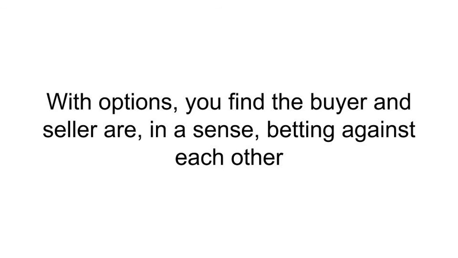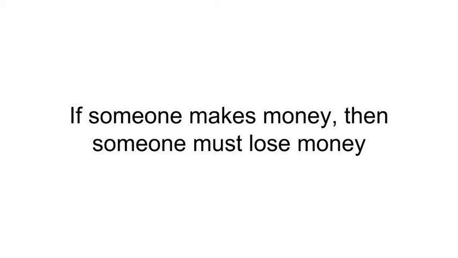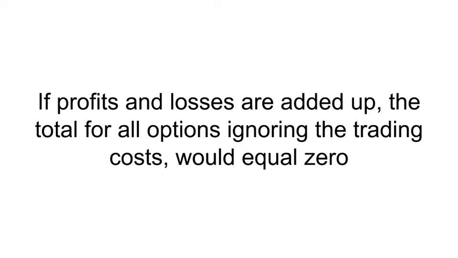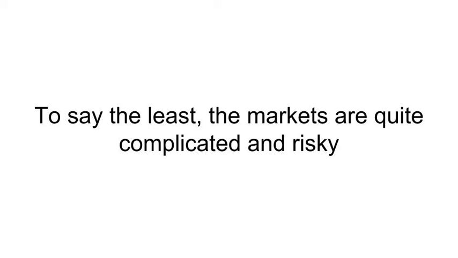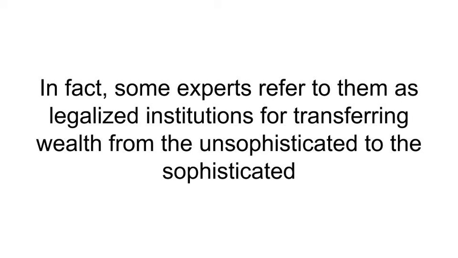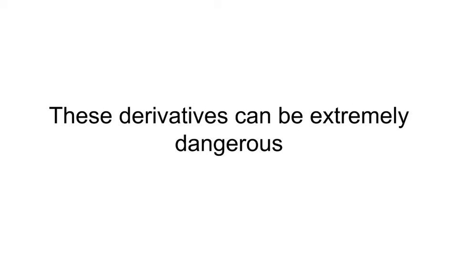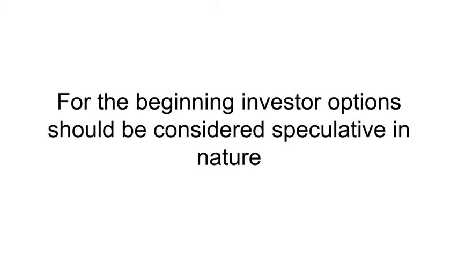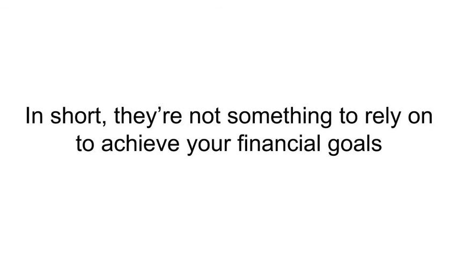the option's maturity date. With options, you find the buyer and seller are, in a sense, betting against each other. For this reason, the options market is often referred to as a zero-sum game. If someone makes money, then someone must lose money. If profits and losses are added up, the total for all options, ignoring the trading costs, would equal 0. To say the least, the markets are quite complicated and risky. In fact, some experts refer to them as legalized institutions for transferring wealth from the unsophisticated to the sophisticated. These derivatives can be extremely dangerous. For the beginning investor, options should be considered speculative in nature. In short, they're not something to rely on to achieve your financial goals.